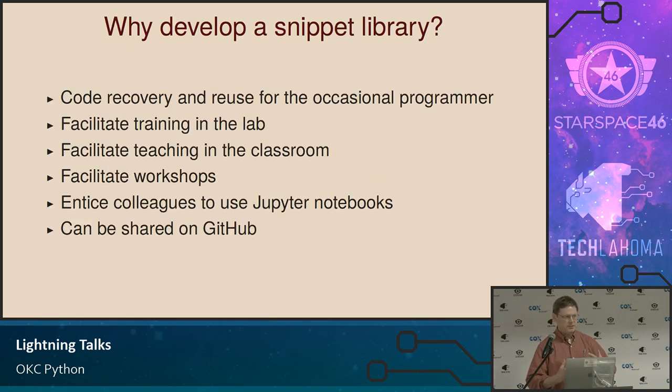So not only to help myself, these snippets can be useful for training people in my laboratory, for training students, for giving day-long workshops on advanced topics, and because you get this rather rapid gratification from being able to select a snippet from a pull down, this might entice some of my colleagues to adopt the use of Jupyter Notebooks. Remarkably, my field has yet to really widely adopt Jupyter Notebooks, and I think they just haven't caught on to how powerful they are. So these can, of course, be shared on GitHub. As of last August, I think there was something like 2.5 million Jupyter Notebooks on GitHub.